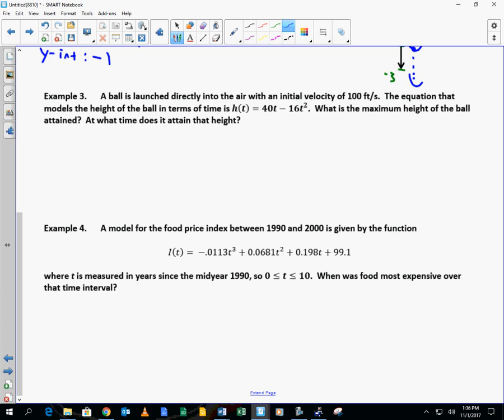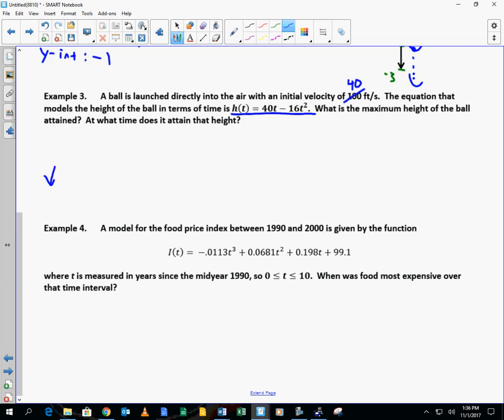Ball is launched directly in the air with initial velocity. We're not going to do 100, we're going to do 40. Initial velocity 40 feet per second, okay? So I take an object, it's tossed into the air. Okay, what shape would that make as it's tossed into the air? An arc. It would make a parabola. You can see that the height is modeled by that equation.